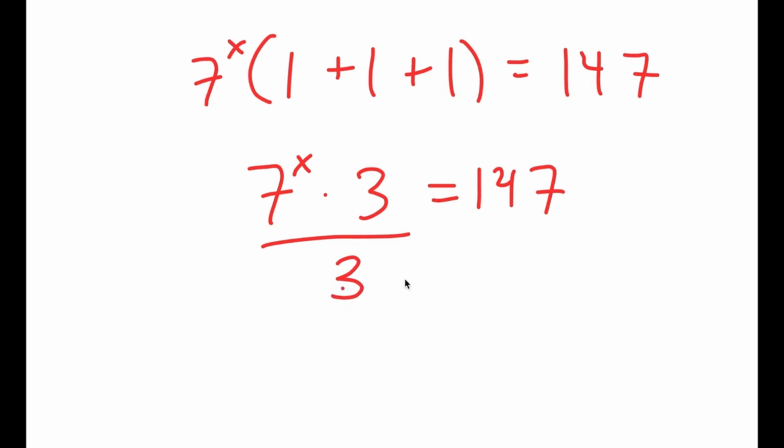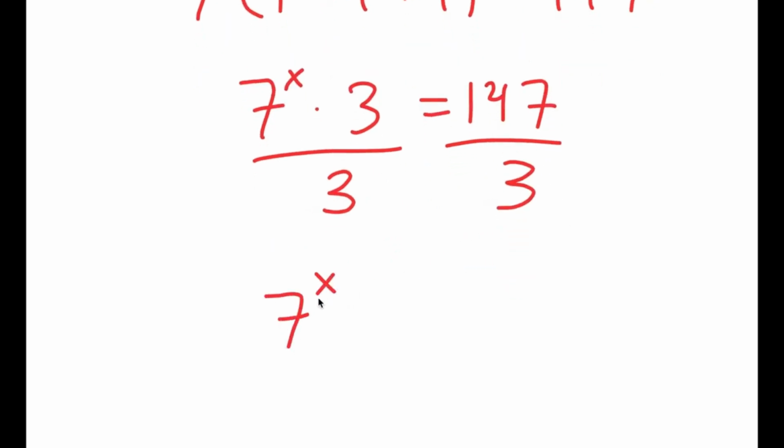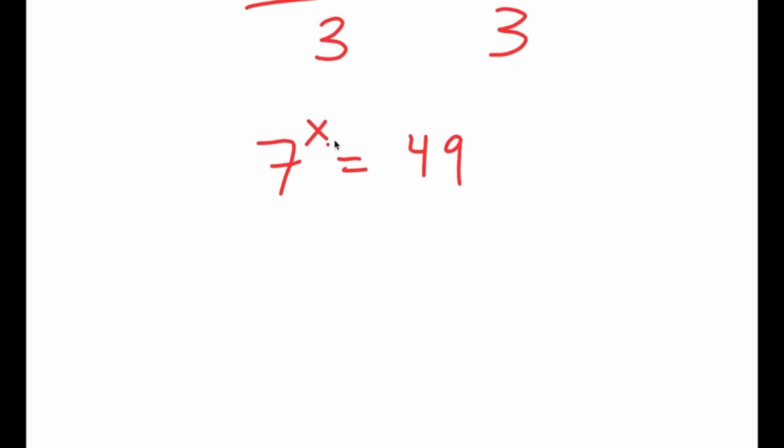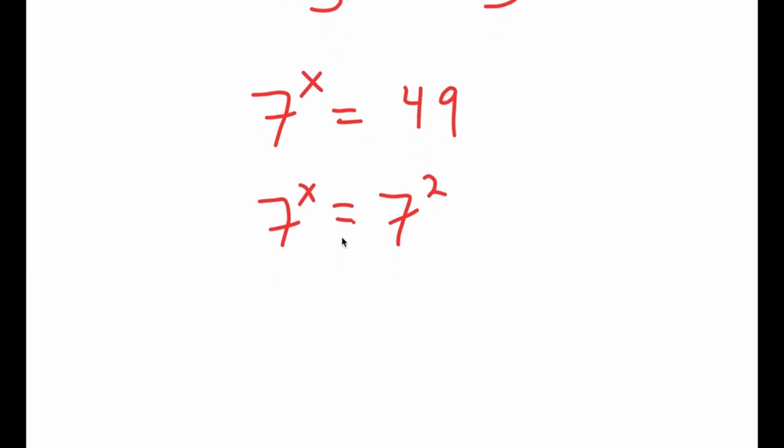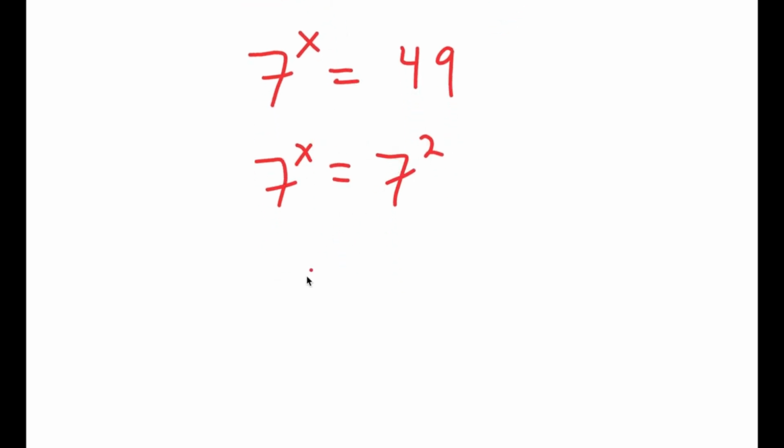Now from here, I'm going to divide both sides by 3. So 7 to the power of x is equal to 147 divided by 3, which is going to equal 49. So I get 7 to the power of x is equal to 49, and 49 is equal to 7 squared. So I have 7 to the power of x is equal to 7 to the power of 2, meaning x is equal to 2.